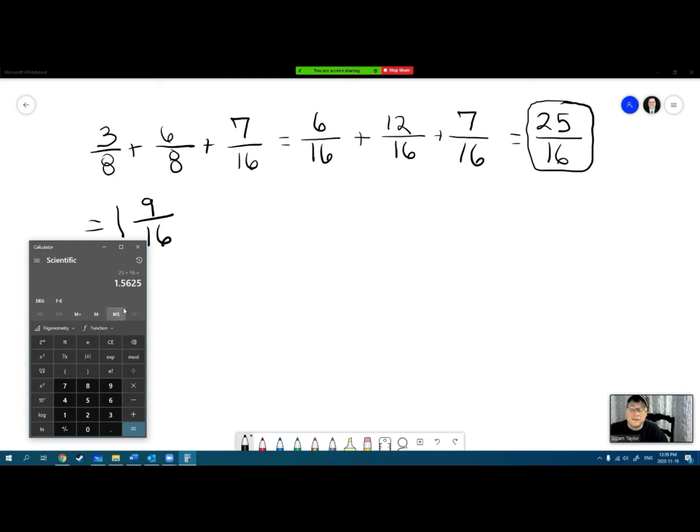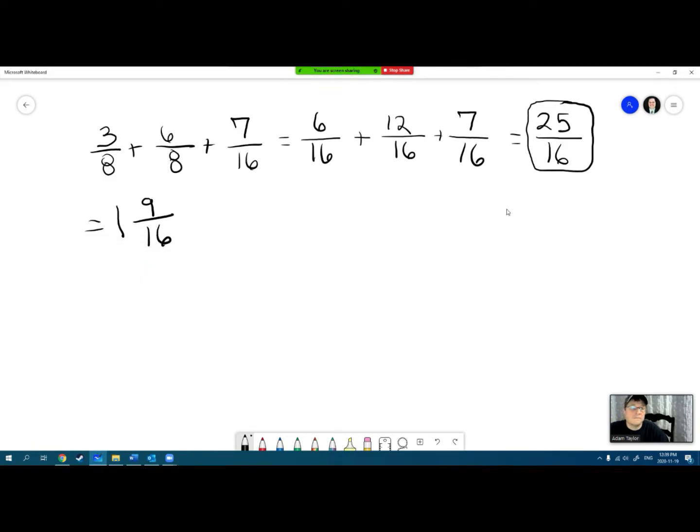But to do that on the calculator, if you know 16 goes into 25 only once, then subtract 16 from 25. So 25 minus 16 equals 9. So you get 1 with a 9 remainder, and you write that 9 over the 16. Right, the denominator does not change.